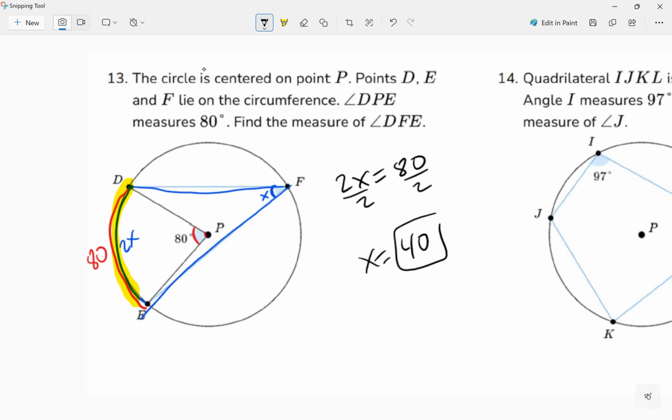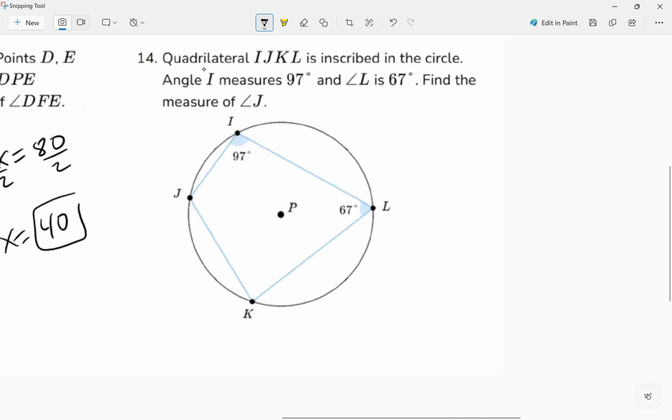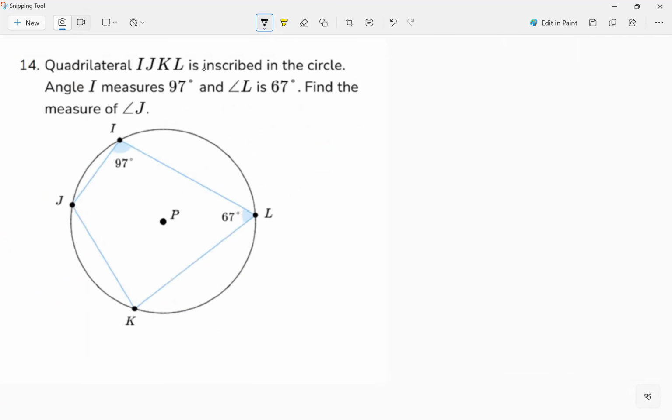Remember that it has the same angle as the central angle, but not the same angle as if the angle is on the circle. Now let's take a look at number 14 here.